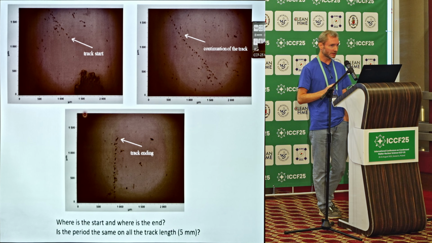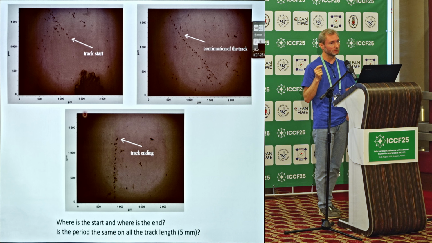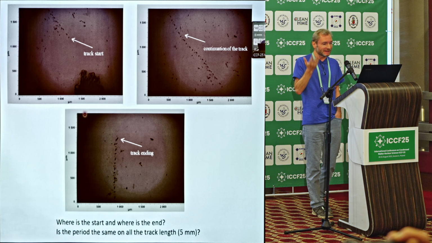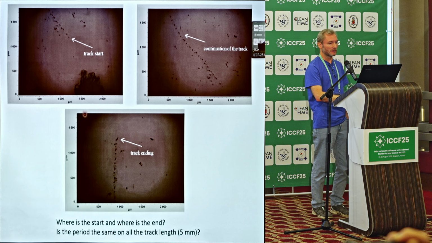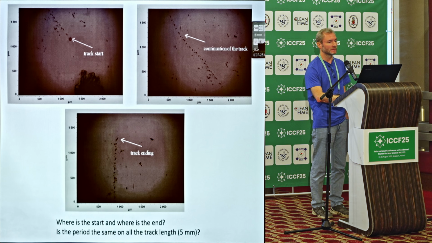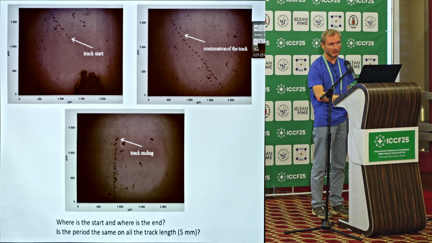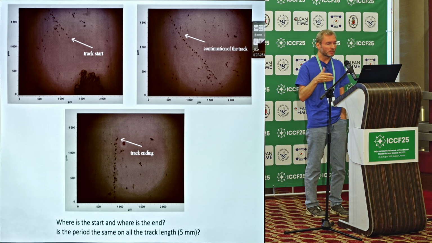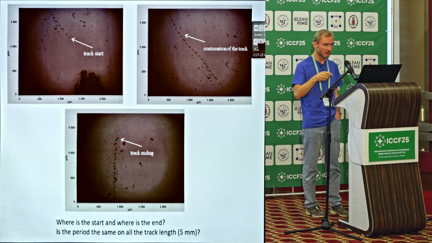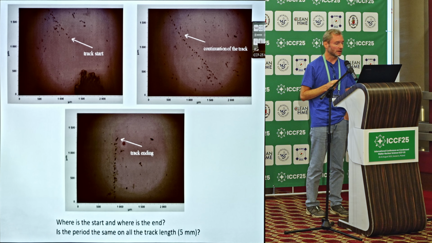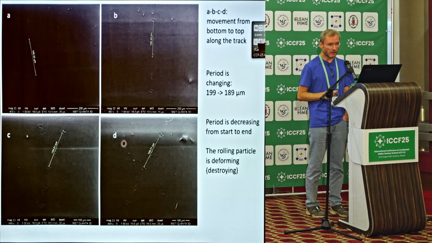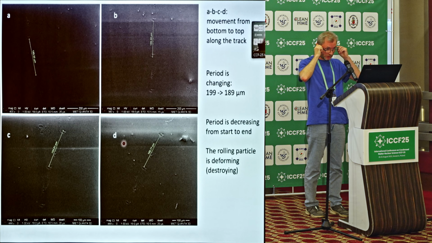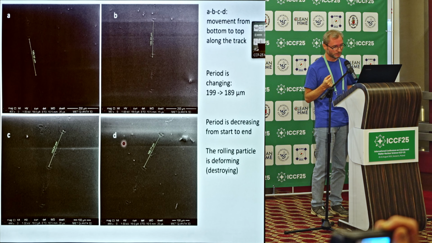One more periodical track, length is about 5 millimeters, it's long. There is the question, where is the start and where is the end of the track? I note that start is here, end is here, but is it true? Maybe vice versa. We measured the period of the track through the whole track, and we found that through movement from bottom to top, the period is changing.